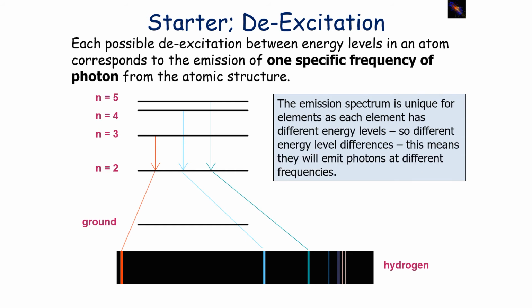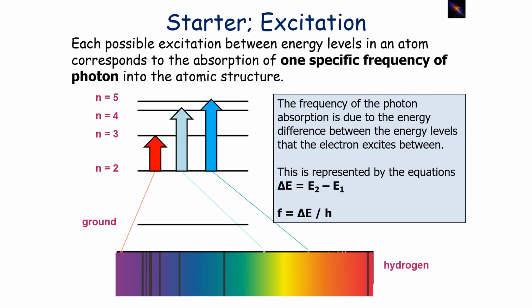Now the emission spectra is unique for elements as each element has a different energy level number, so a different energy level difference, so it means they will emit photons at different frequencies. The frequency of the photon absorbed in the absorption spectra is the same principle, just the other way round. Again, you need to have the exact energy level difference between two levels for your photon to cause excitation of electrons, and so you can work out what the energy of the photons need to be.